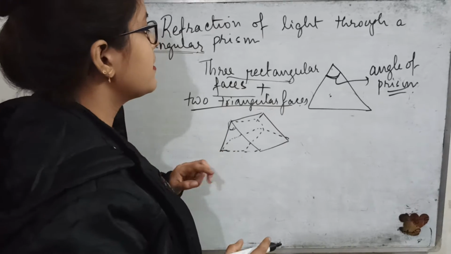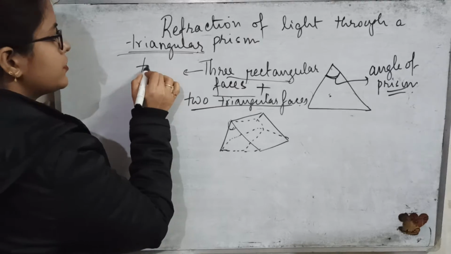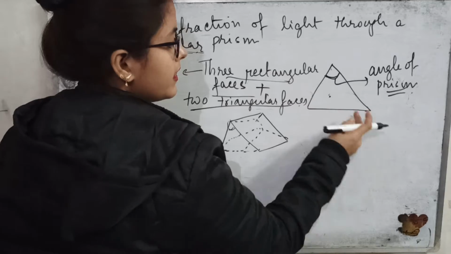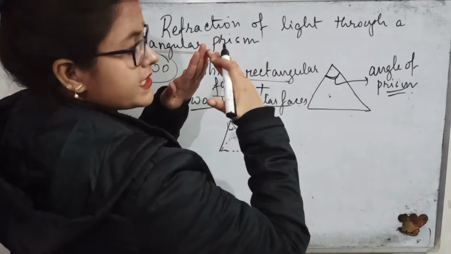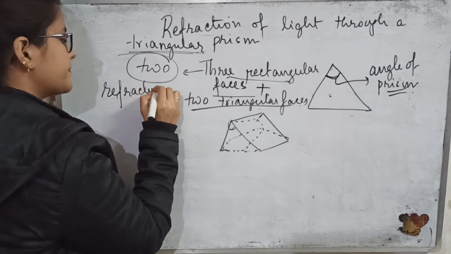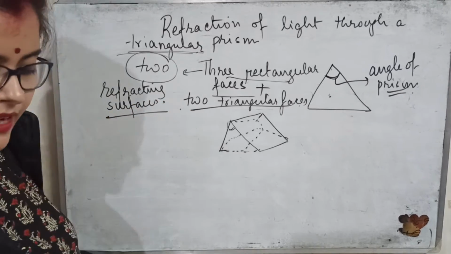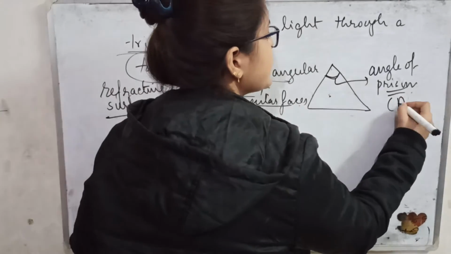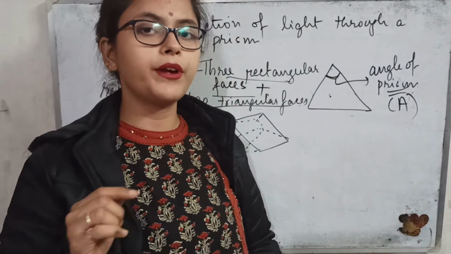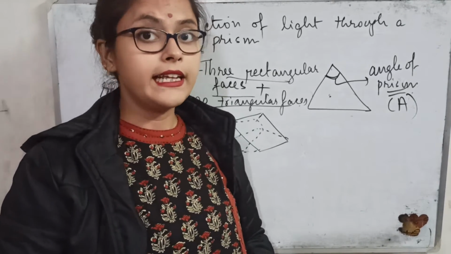Right? And the two rectangular faces out of the three, which are placed like this, act as the refracting surfaces. Okay? And the angle of the prism is denoted as capital A. Now since this is made of glass, when a light ray traveling through air enters the glass, it will get refracted because of the difference in the optical density of the medium.